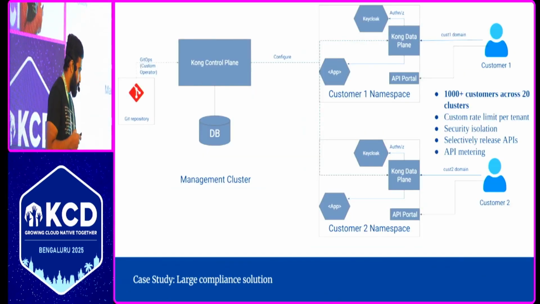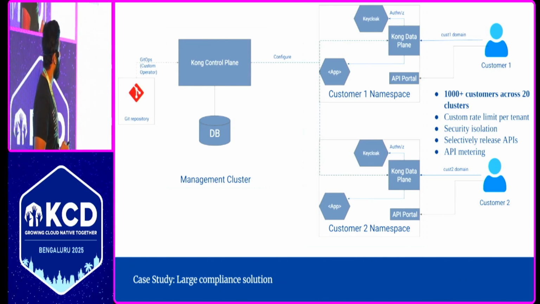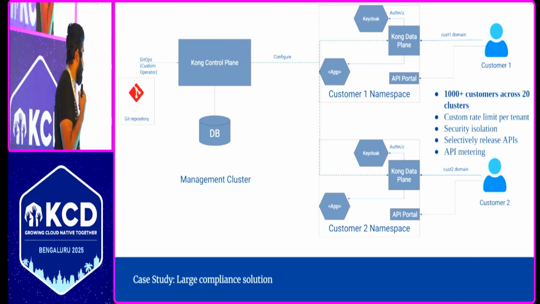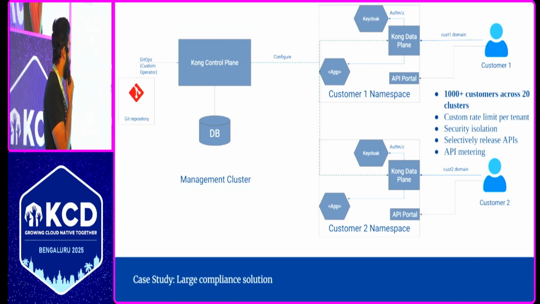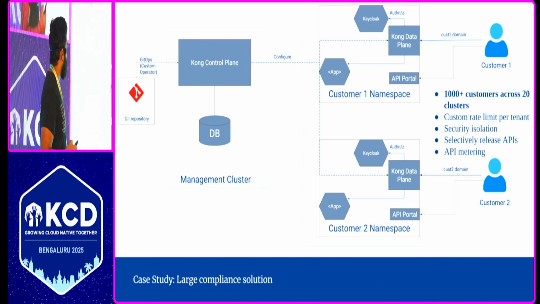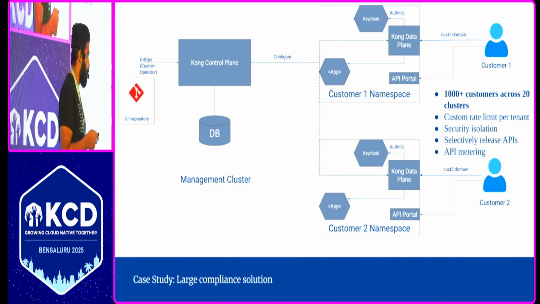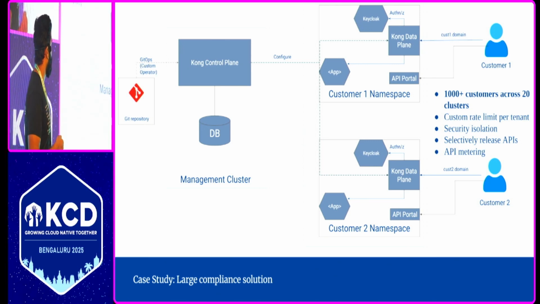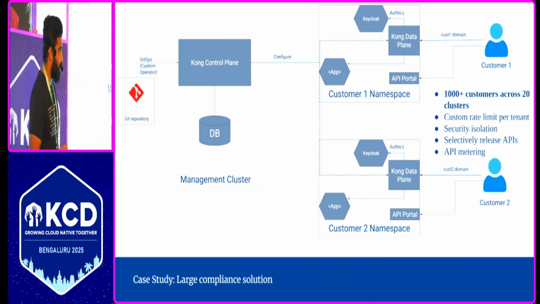Finally, I think I'm a little low on time, but I will try to see if I can capture the essence of it. This is one of the implementations that we did for a large compliance solution, where they had over 1,000 customers and a lot of Kubernetes clusters. They were using namespace-based isolation for their multi-tenant implementation. So we went ahead with the shared control plane and dedicated data plane for every tenant.